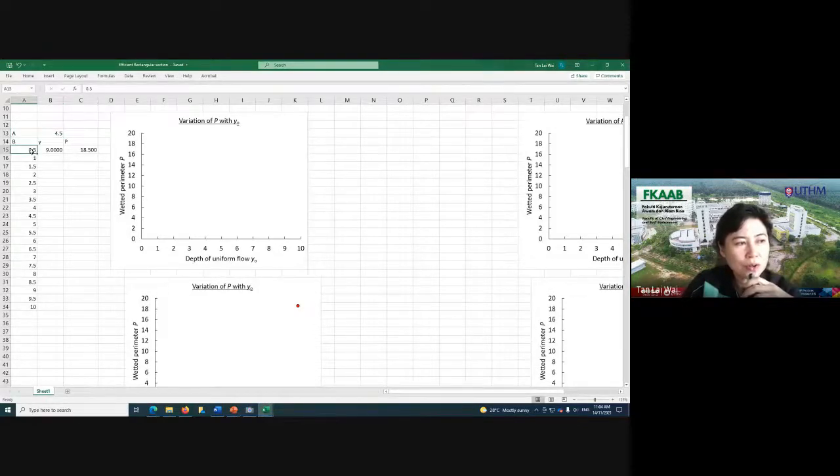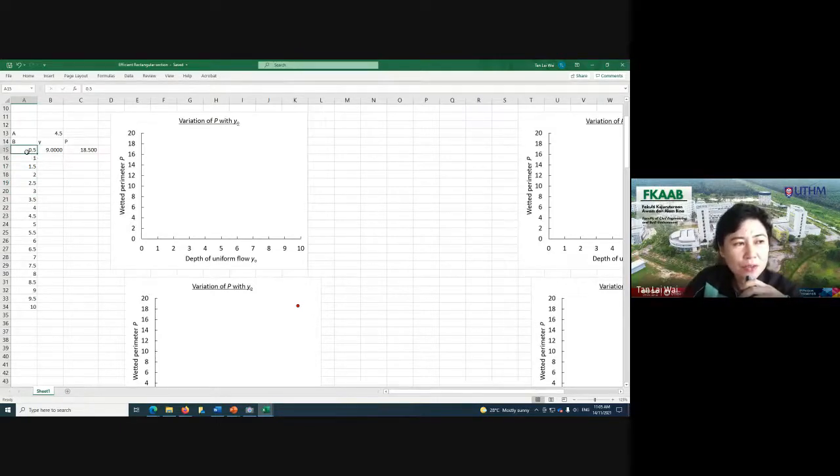So I would try the rectangular channel width of 0.5 meter, 1 meter, 2 meter or so on. But this is at an interval of 0.5 meter. I could have it at every 0.1 or 0.2 interval. It is up to you. So what I'm going to show here is actually an interval of 0.5 meter.